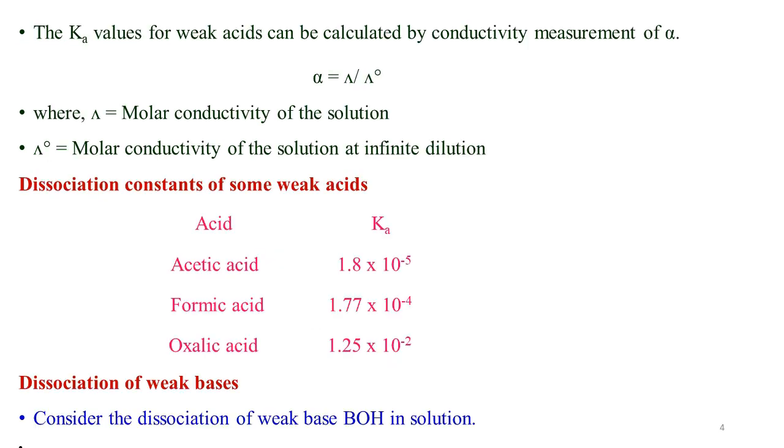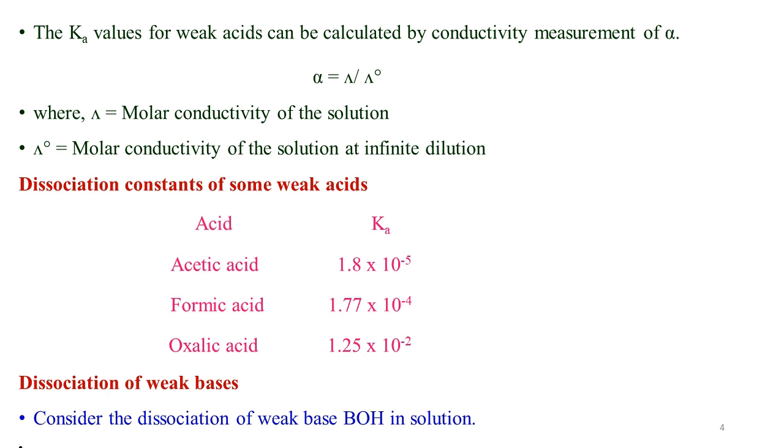The Ka values for weak acids can be calculated by conductivity measurement of alpha. Alpha is equal to lambda divided by lambda naught, where lambda is the molar conductivity of the solution and lambda naught is the molar conductivity of the solution at infinite dilution.